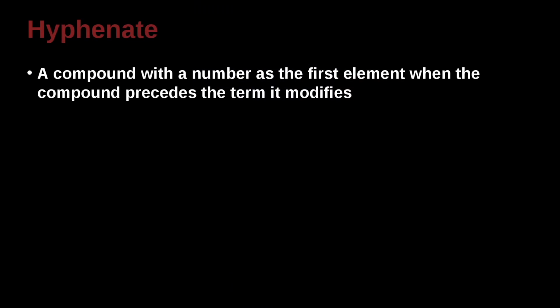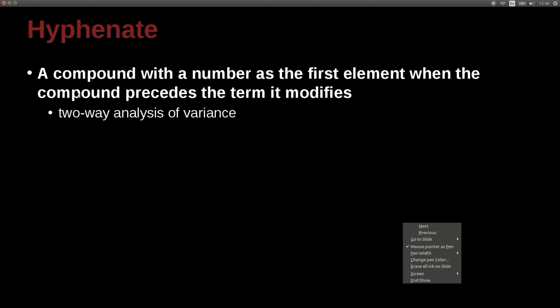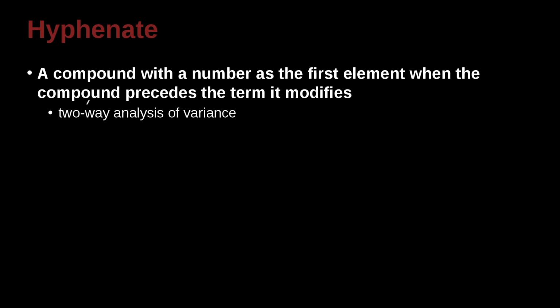You can hyphenate a compound with a number as the first element when the compound precedes the term it modifies, such as two-way analysis. So this two-way, right? We're going to hyphenate this. Why? Because normally it'd be two words, two way, but it actually means one thing, and it's preceding the term it modifies, which is analysis, and it has a number in it.